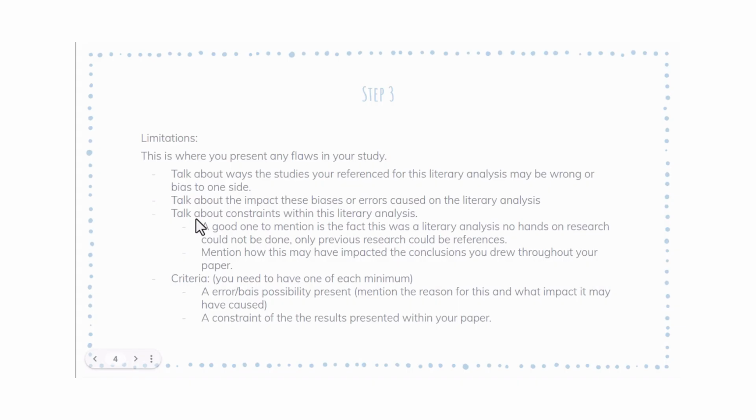The third step is to discuss the limitations of your research. Every study has some kind of limitation, and acknowledging them shows that you are aware of the boundaries of your work. You can talk about possible biases in the studies you used or about the constraints of your own analysis. For example, if your work was a literary analysis rather than an experimental study, you might say, since this research was based solely on previously published studies, it may be limited by publication bias and the absence of hands-on data.